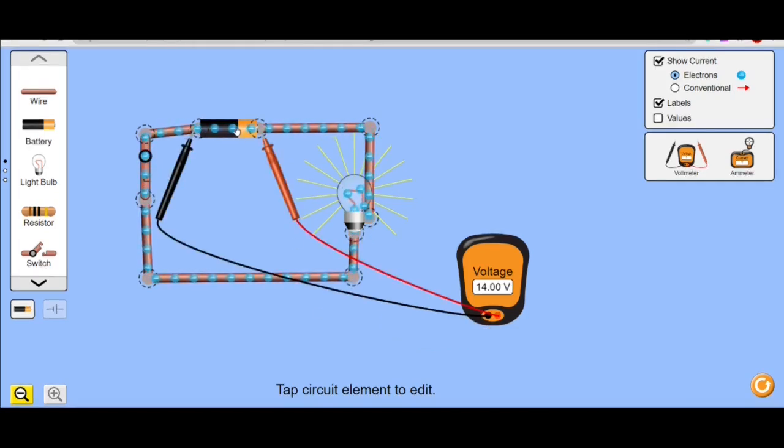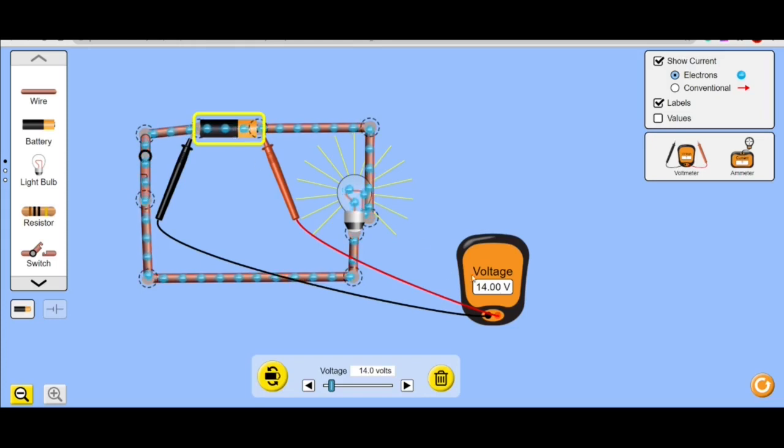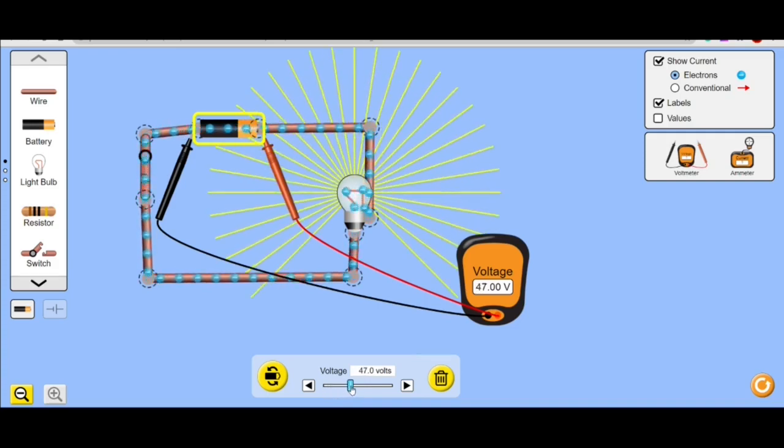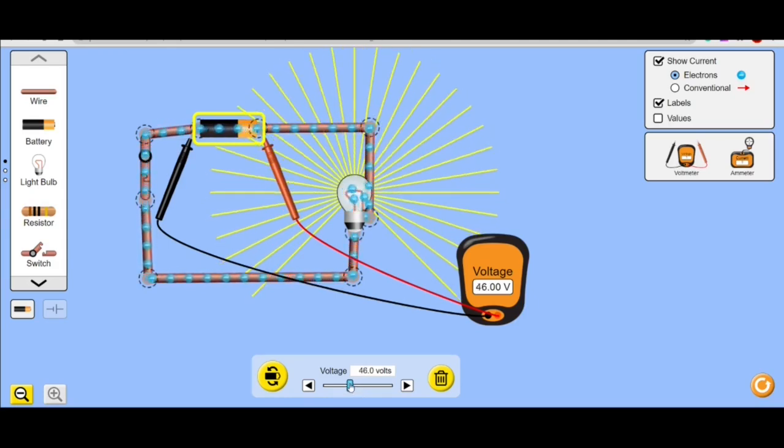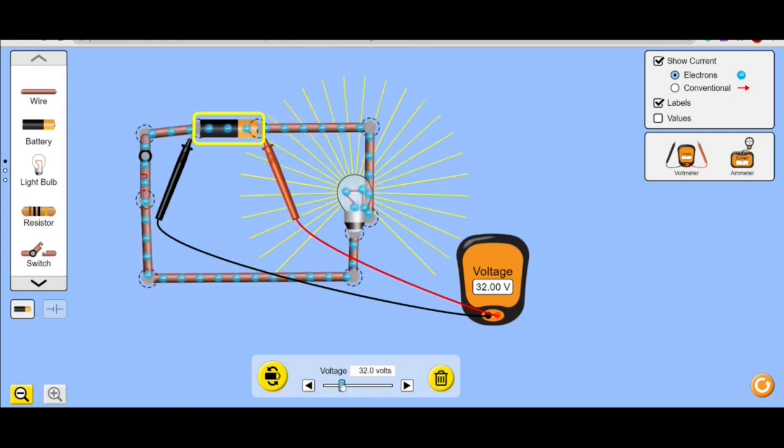You can see that the voltage across this battery is 14 volt right now. Now let's see what happens if I increase the voltage. Let's increase it. You can notice that as I increase the voltage, the glow of the bulb is also increasing. That means if we increase the voltage, the brightness of the bulb will also increase.